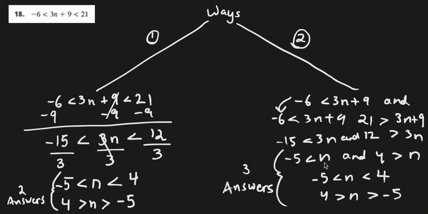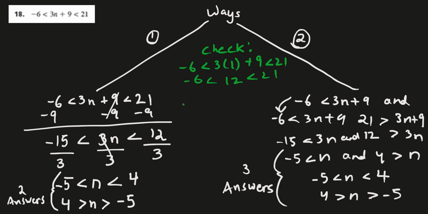I just realized that I need to check, right? I said I would check. Let's do our check step in between here. So let me just do one number, and let's do 1. So negative 6 is less than 3 times 1 plus 9, which is less than 21. If everything went well, then this should satisfy. 3 plus 9 is 12. So both of these should satisfy.